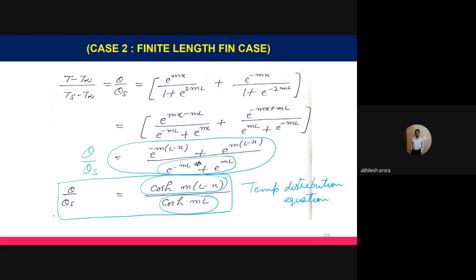For which case? For the fin of finite length. So this is the case, so you can easily remember it. Theta by theta s is equal to cosh(ml minus x) divided by cosh(ml). Okay, so it's quite easy.